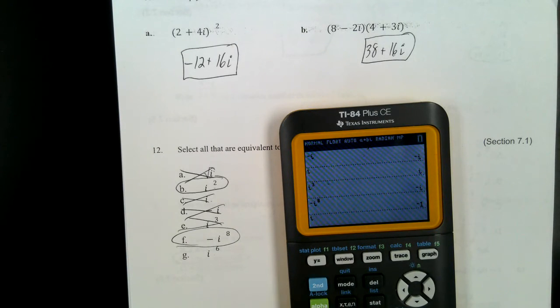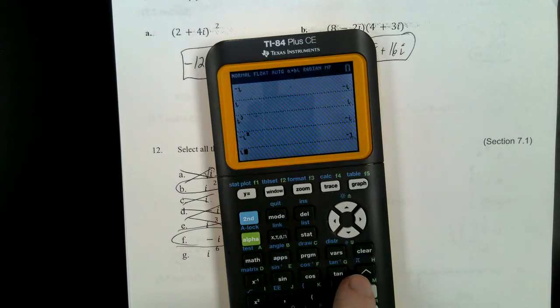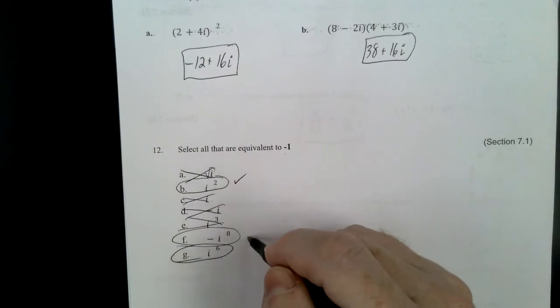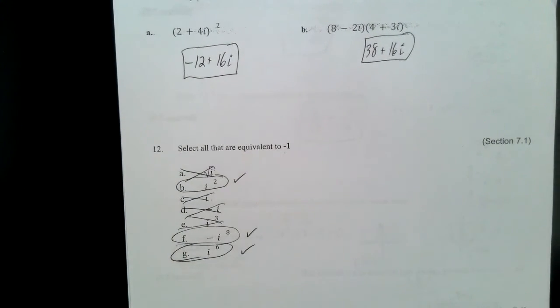And then we have i. Again, I'm using this button to get the exponent to the 6th power. That also is negative 1. So there you go. This one, and that one are all equivalent or equal to negative 1.